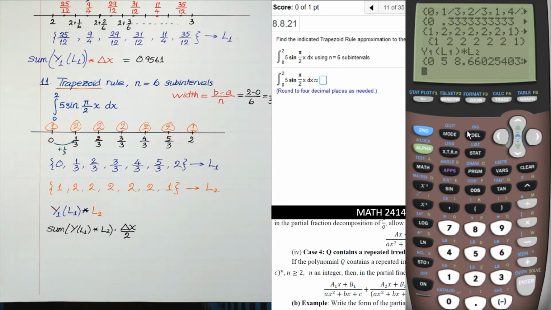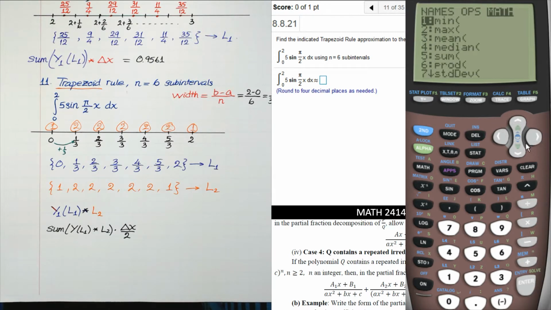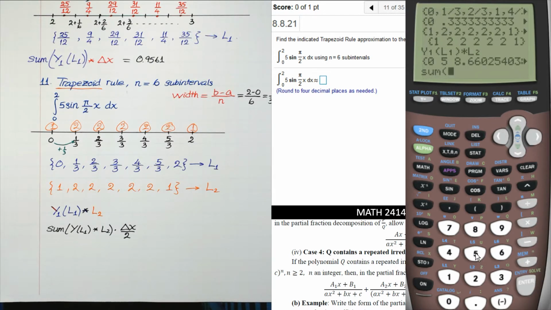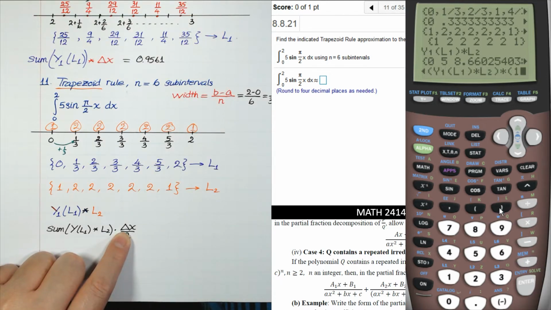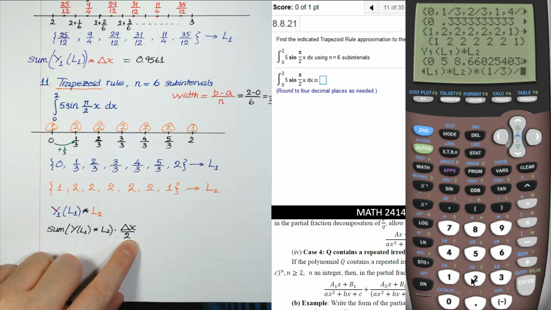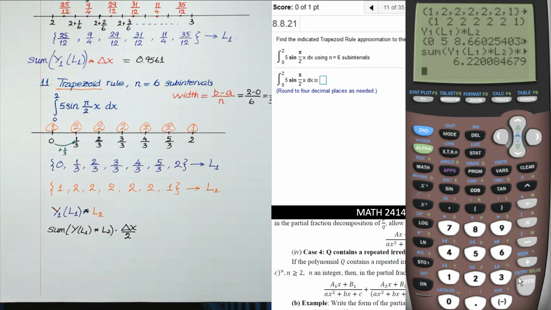Second stat, go to option math, number 5, summation. Highlight that part, times delta x, which is 1 over 3, and then divide by 2. Right, I have 6.2201, 4 decimal places.